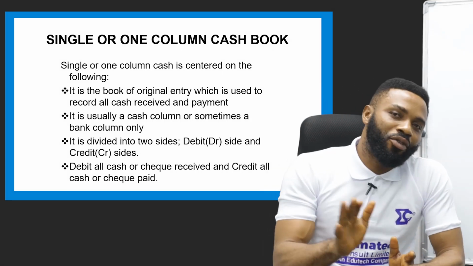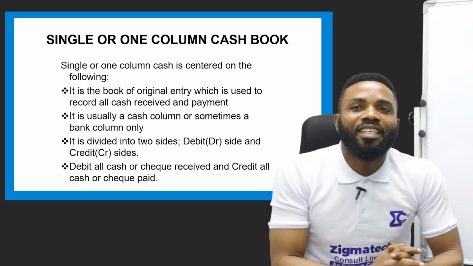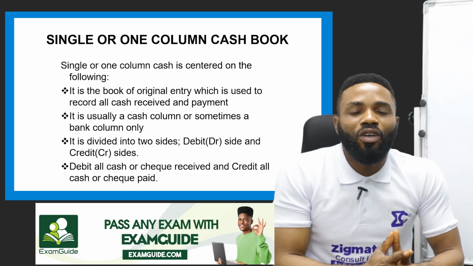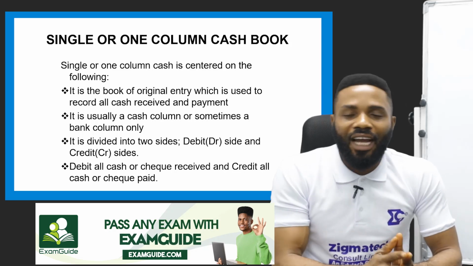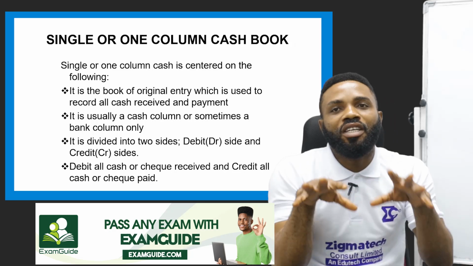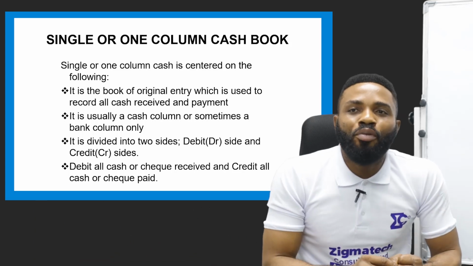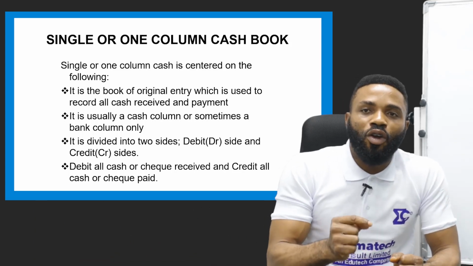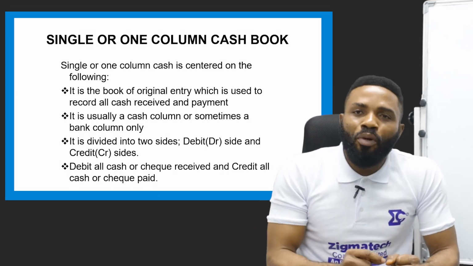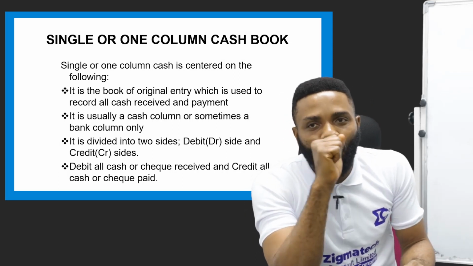I just gave a rundown of the types of cash book, and in my rundown I said that the single or 1 column cash book is used to record cash received and payment, and it has just 1 column. Now at this point, I really want to major on what single or 1 column cash book is. First of all, don't forget that the book of original entry, which is used to record all cash receipt and payment, is what we call the cash book. But there's something I want to really explain about 1 column or 2 column cash book.